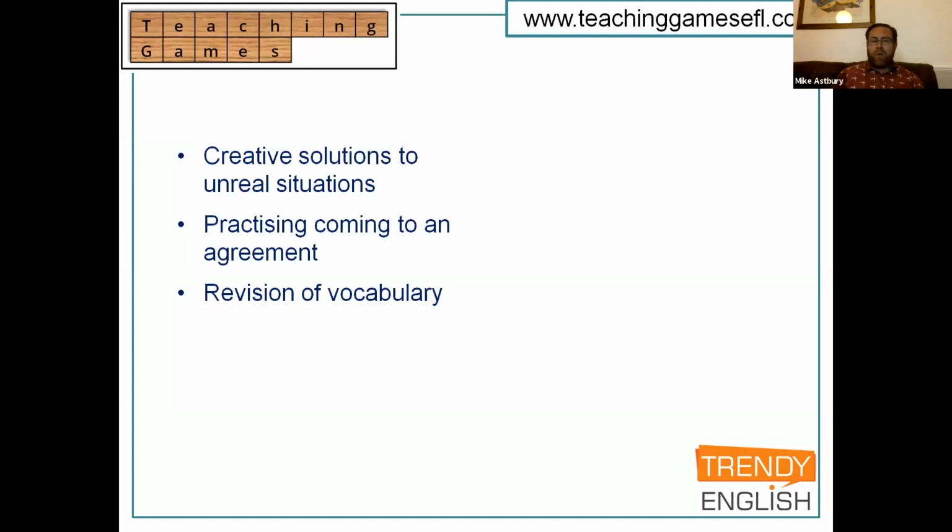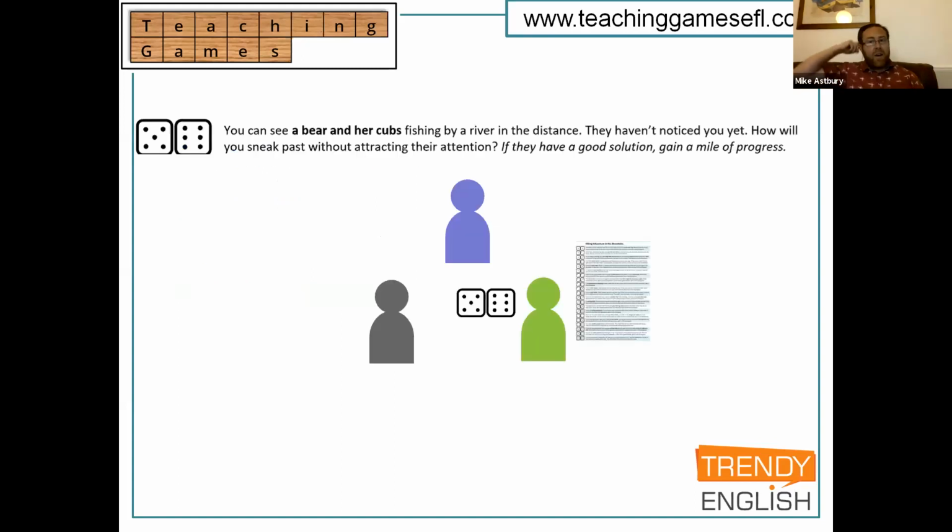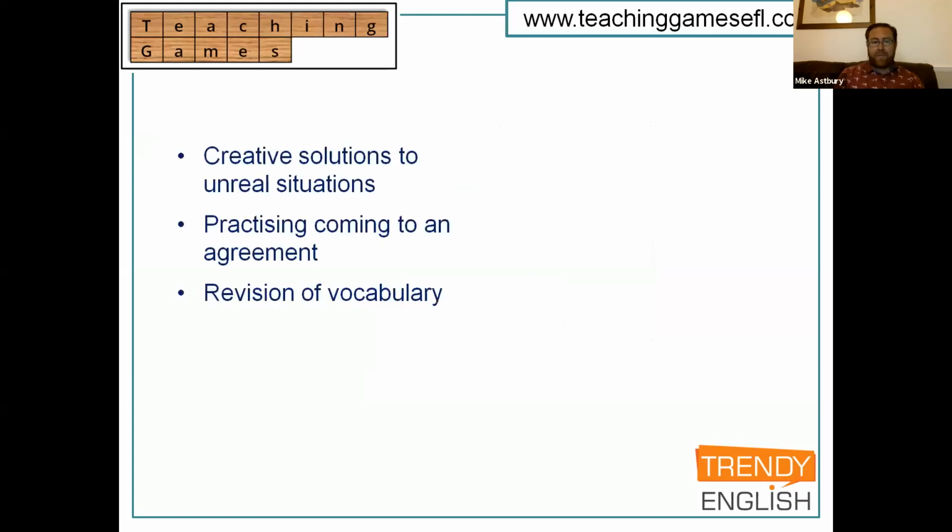I don't want them to obsess over always doing very, very realistic role plays. We can do silly games too, and the language itself will still be authentic, even if the situation is a bit ridiculous. For example, deciding what to do about a bear and her cubs in a river. Talking together about what they need to do in this situation, the language and the communication that they're using is still authentic, even if the situation is a bit unrealistic.